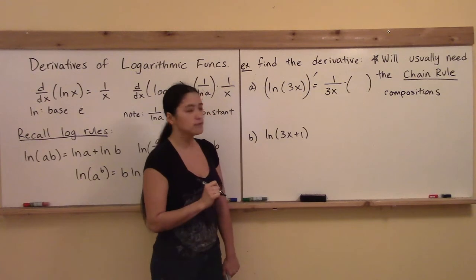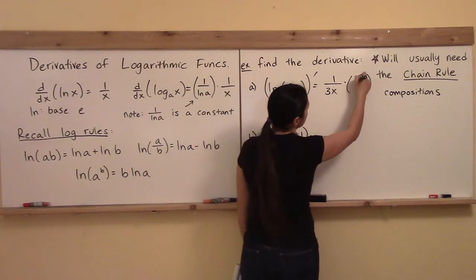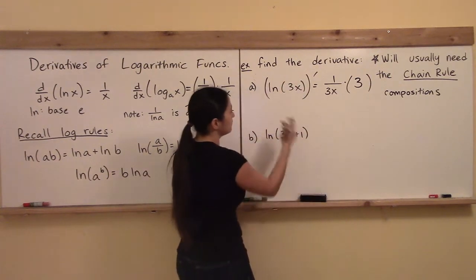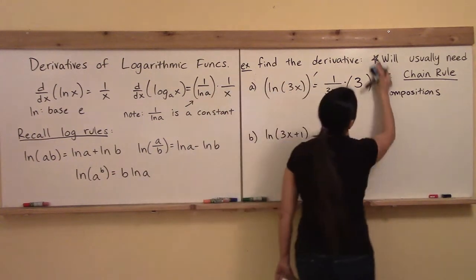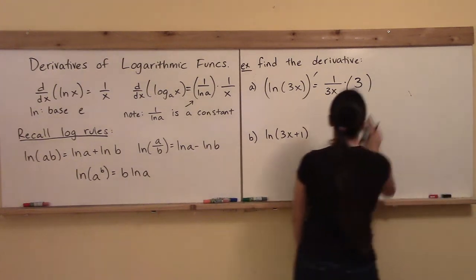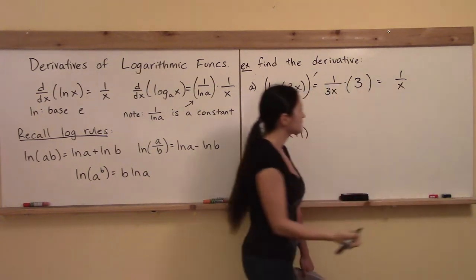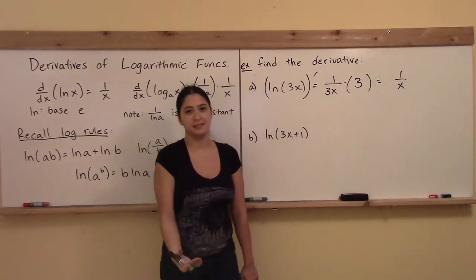What is the derivative of 3x? Just 3, right, it's just 3. And so, the actual derivative of ln of 3x is going to be 1 over 3x multiplied by 3, because that's the derivative of 3x, and that simplifies down to simply 1 over x, because the 3's cancel.